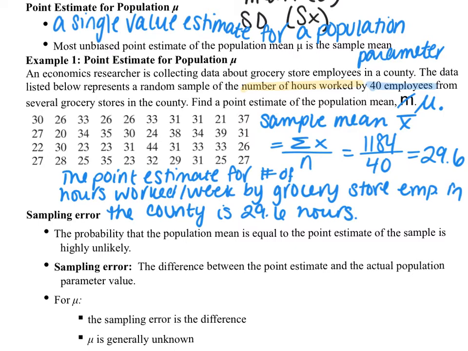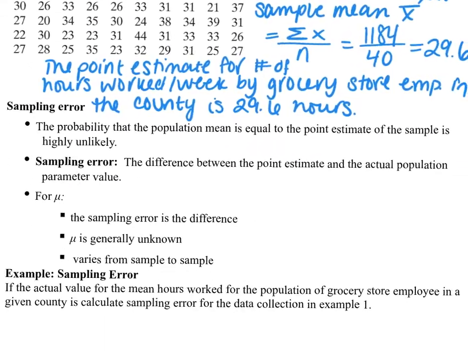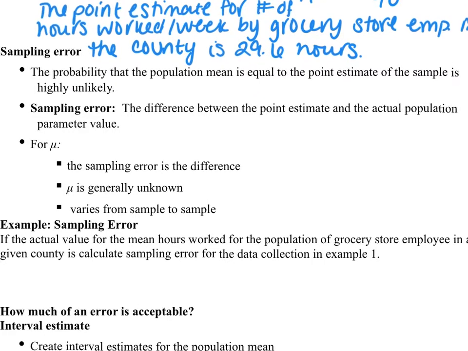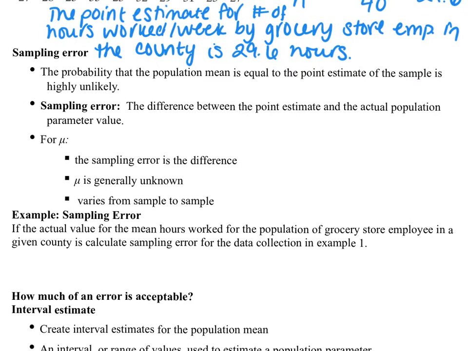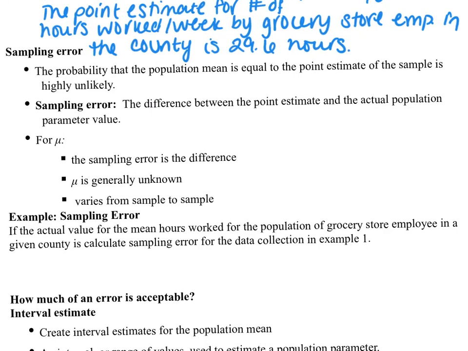Now, this isn't great. We always say it's not good to generalize, not good to stereotype. It's kind of along the same lines. So we have something called a sampling error because the probability that the population mean is equal to the point estimate of the sample is very highly unlikely. Okay, so basically it's unlikely that X bar is equal to mu. It's very unlikely that the mean from just our sample is equal to the mean of the population.